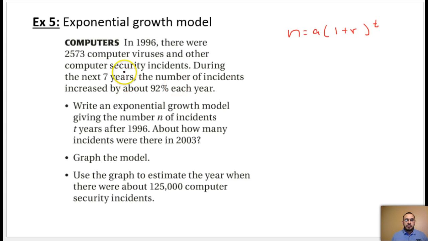So let's gather some of the important numbers we're given up here. So we know that there were 2,573 computers. So our a value, or our initial amount, is 2,573.